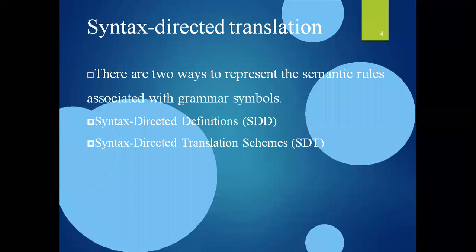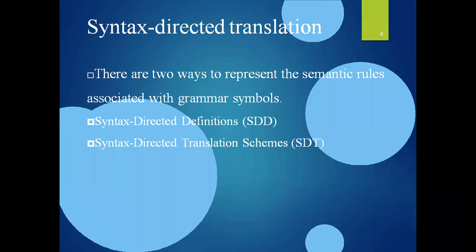And here, syntax-directed translation represents the semantic rules. These semantic rules are always associated with the grammar symbols, that means the production rules. To represent semantic rules, we have two ways of representation. One is a syntax-directed definition and the second one is a syntax-directed translation scheme. These are the two ways of representing the semantic rules which are associated with the grammar symbols.